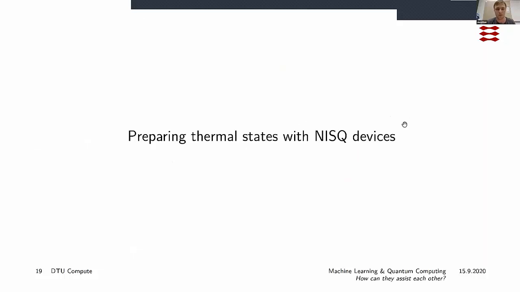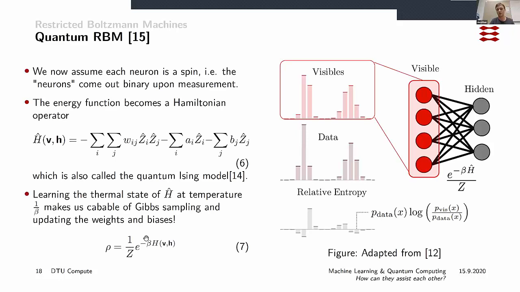Now comes the big question, right? How can we prepare these thermal states? And again, just to recap here, the thermal state was this state down here, because this is what we actually want to prepare. And this is what's very interesting, both from a quantum information perspective, but also from a machine learning perspective: how can we actually approximate that? Because that's actually quite hard to do.